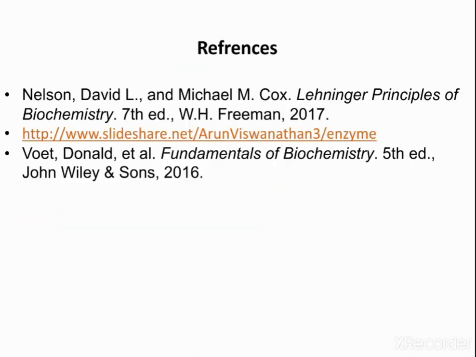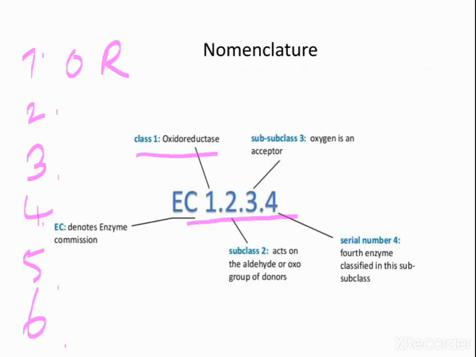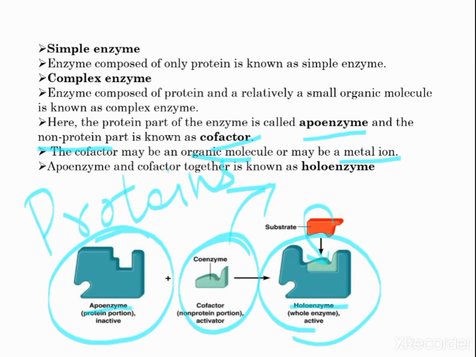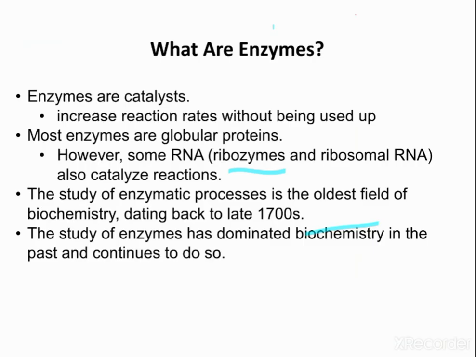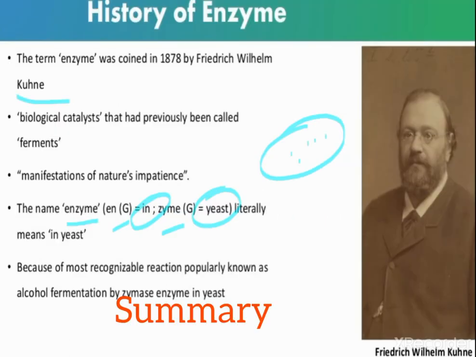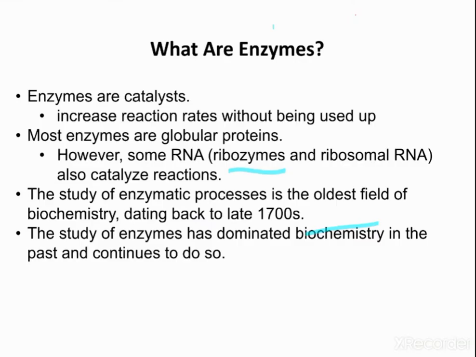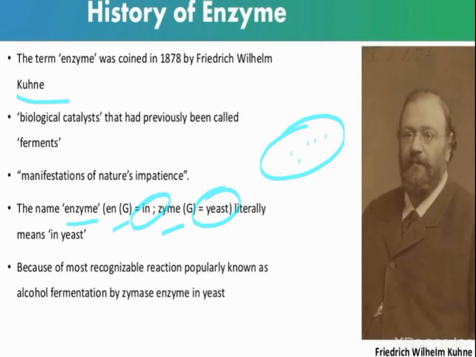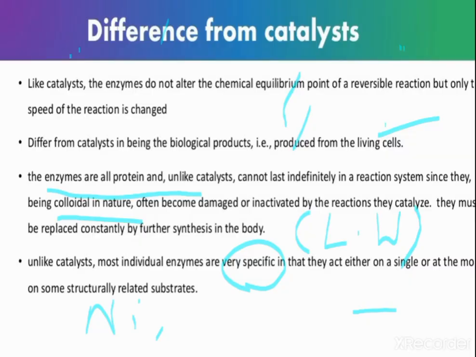I hope you have got the point, and these are the references I have used for preparing my slides. So in today's class, let us have a quick recap. We have defined what enzymes are, and enzymes are basically biocatalysts. They enhance the rate of the reaction by decreasing the energy of activation. Enzymes are basically proteins. There are some exceptions where some RNA have catalytic activities. We call them ribozymes, and the term enzyme was coined in 1878 by Frederick Kuhne.